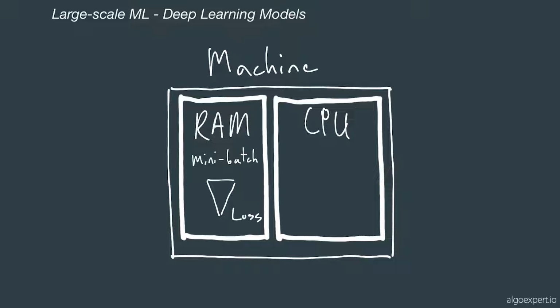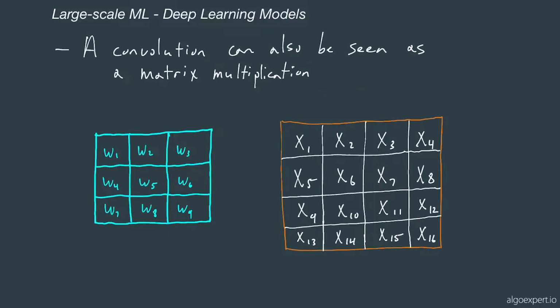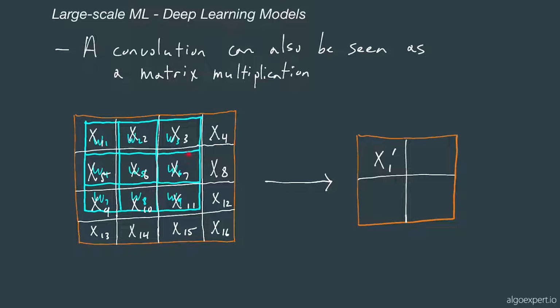Now, while we're on the subject of low-level operations such as matrix multiplication, let's go ahead and talk about how even a convolution can be seen as a matrix multiplication. Now, if you recall from the machine learning crash course, a convolution is performed when we filter a particular image with some kernel. So here, x1 prime is obtained from multiplying together w1 and x1 and adding that to all of the products of all of the other elements in the overlapped kernel and image.